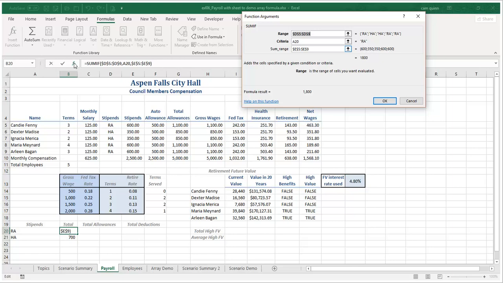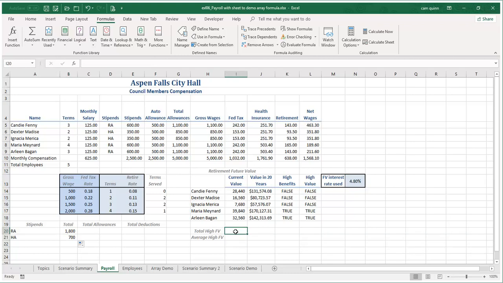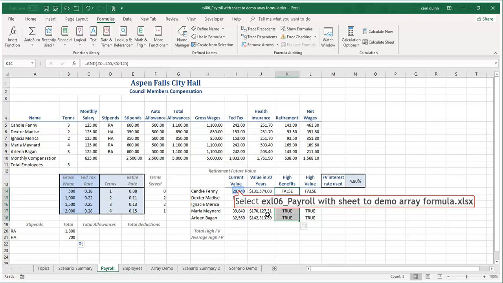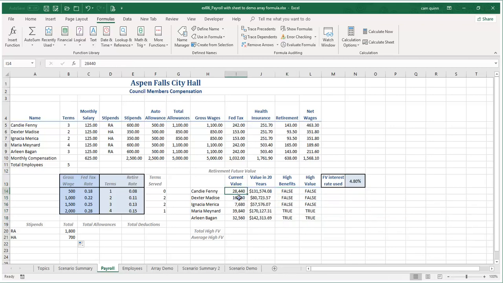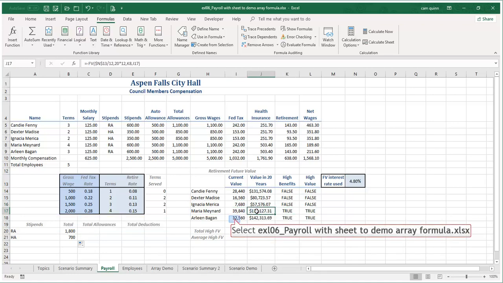SUMIFS is a little bit different. So basically what we're looking for here is we want to know the total value of future retirement if current value is greater than 30 and high value is true. So if the value in this range is greater than $30,000 and the value here is the word true. So it's going to say not greater, not greater, not greater, is greater, oh, and is true, so then it's going to add that value. Then it's going to say greater than 30 and true, so it's going to add those two together to come up with my result, and that's going to display here.